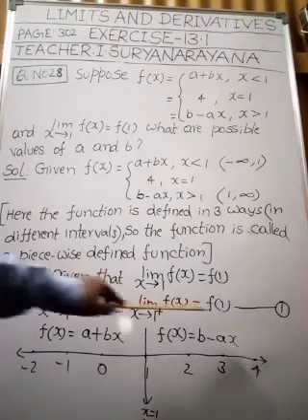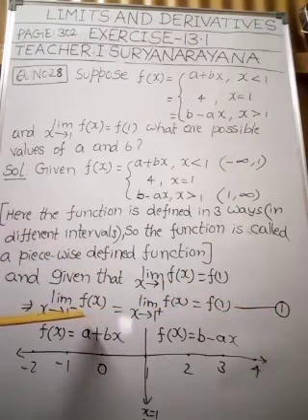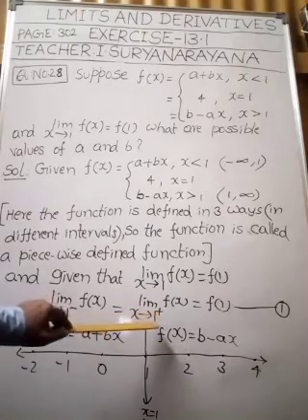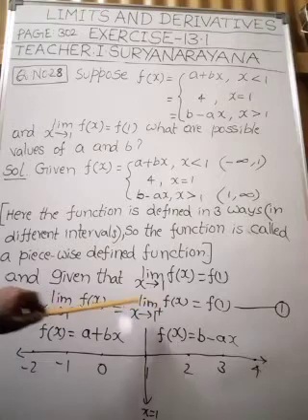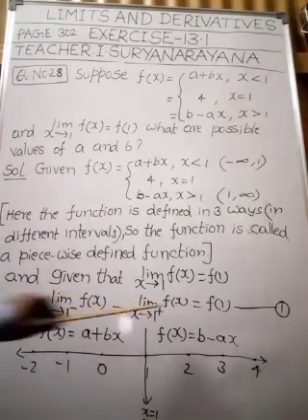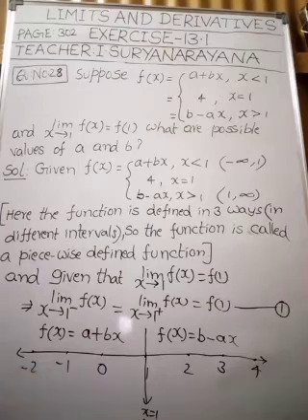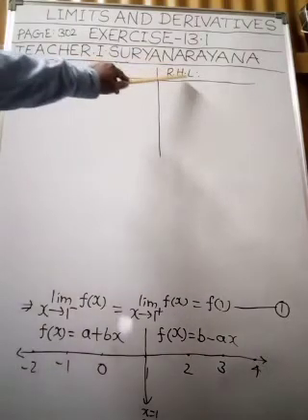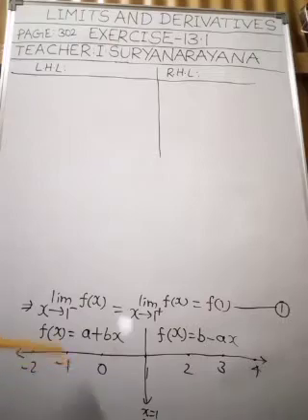Let's consider this equation 1, because after finding the left hand limit of f of x at x equal to 1 and the right hand limit of f of x at x equal to 1, after finding these two limits, we substitute in this equation and we solve them. Understood? Now come to this part. We are finding the left hand limit and right hand limit of f of x as x approaches 1.